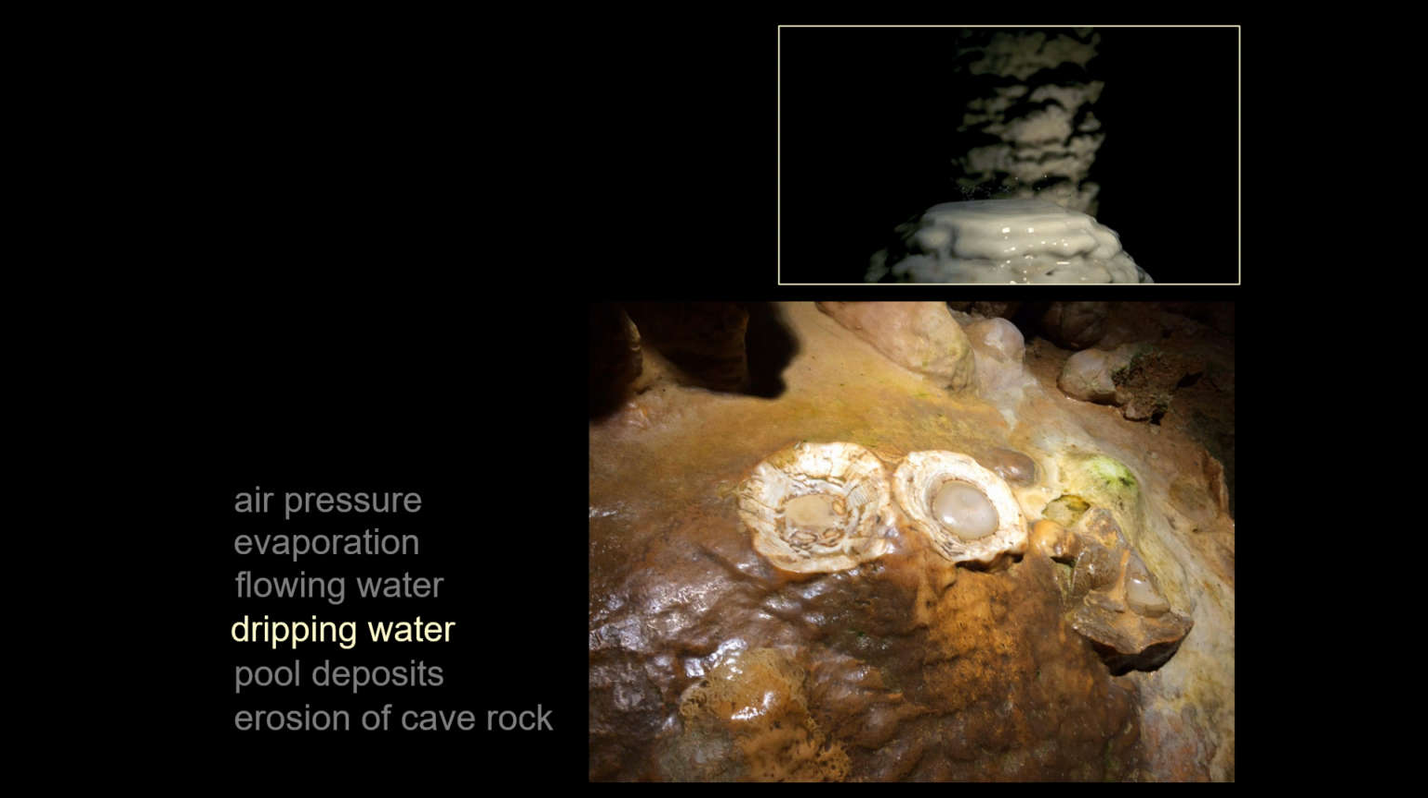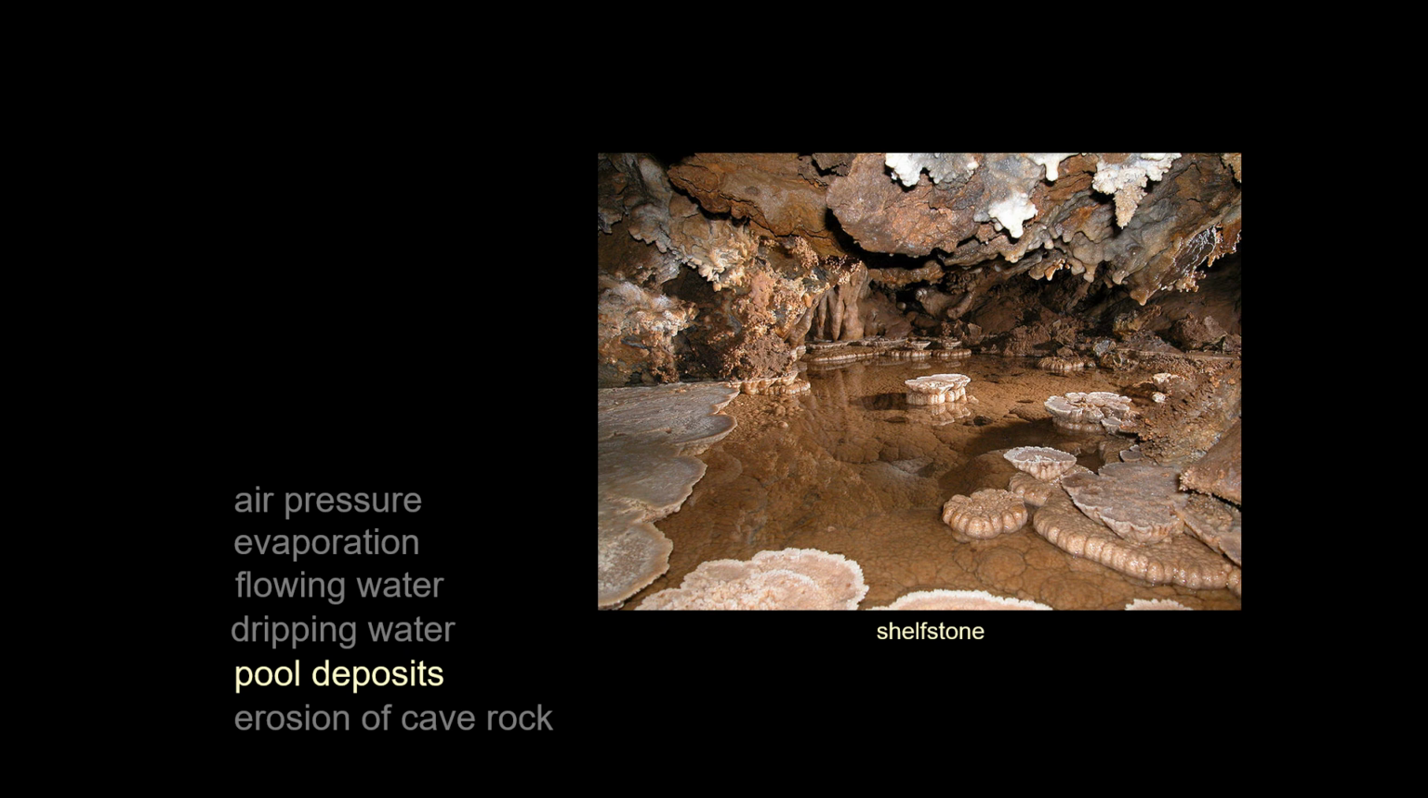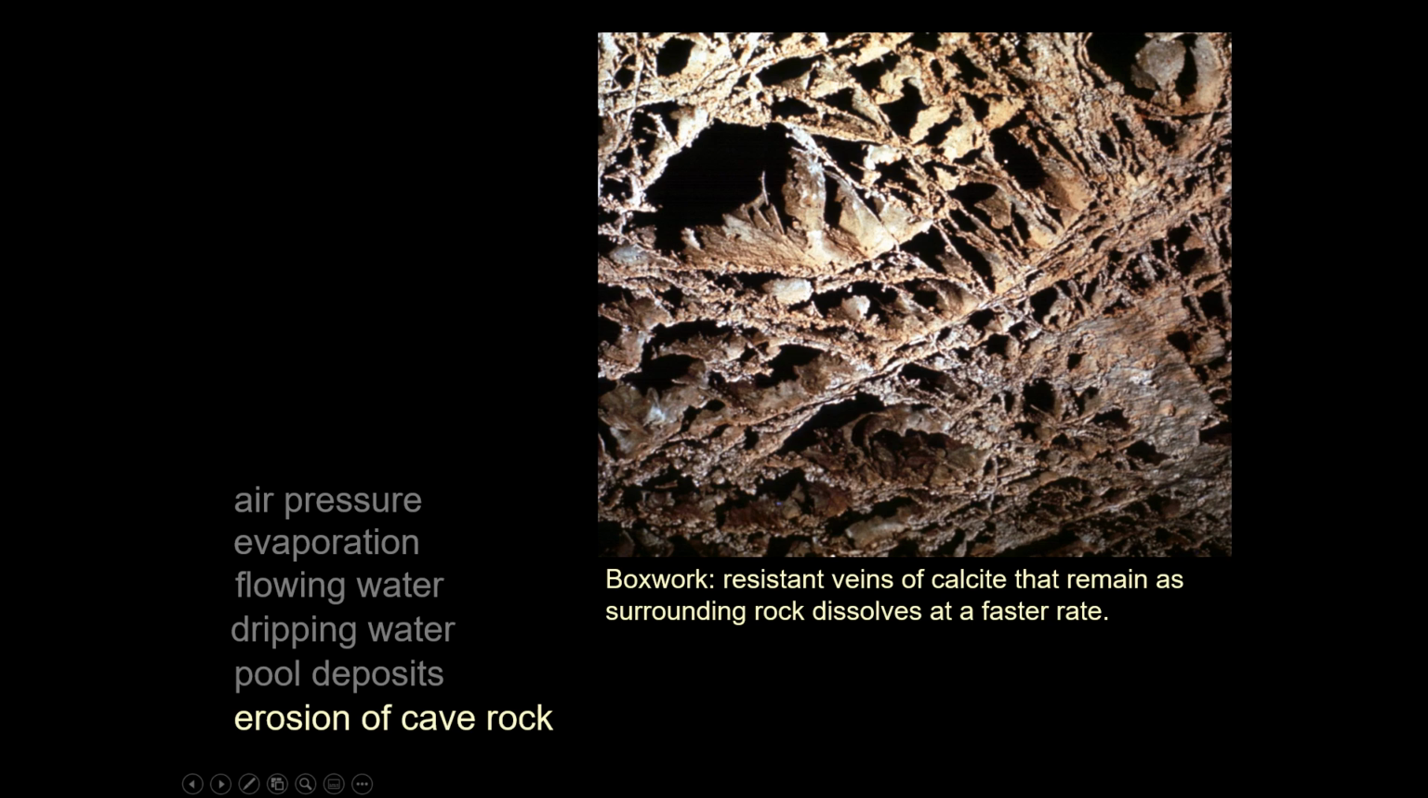Dripping water can also produce some pretty unusual things, like these that look like a fried egg, and you see there the dripping water. You can sort of visualize how dripping water might be responsible. Cave pearls form where dripping water into a pool loses carbon dioxide. So these are pretty unusual, these cave pearls. And we also have pool deposits, like this shelfstone, that are kind of unusual. So this is water. You're actually looking at water there that's surrounding all these very unique cave decorations.